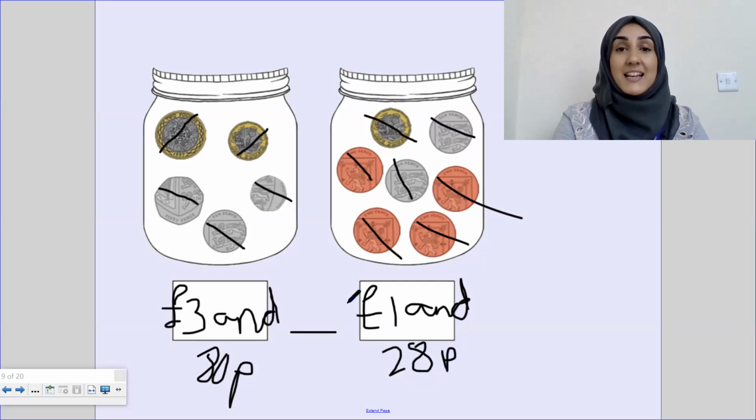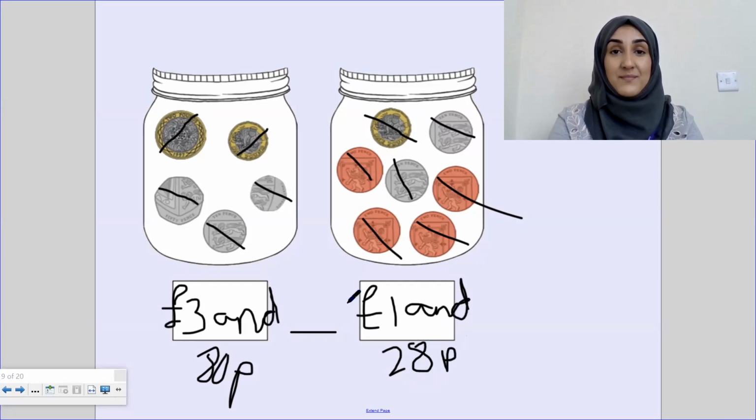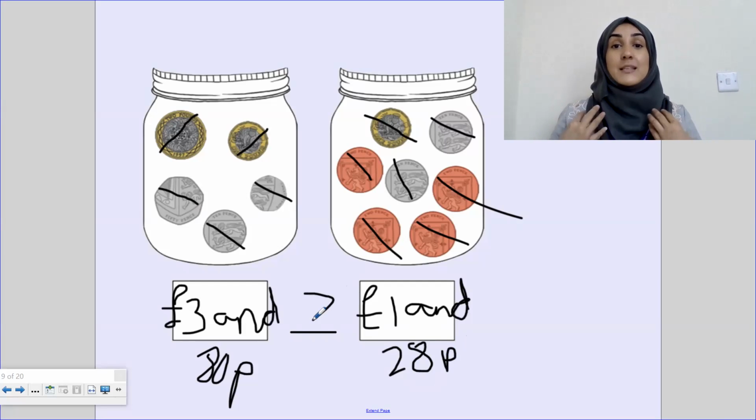Okay, so which side has the greater value? You're absolutely right. It's £3 and 80 pence. So £3 and 80 pence is more than £1 and 28 pence.